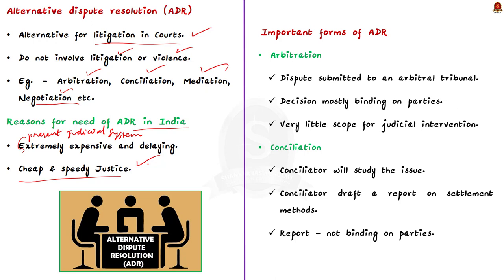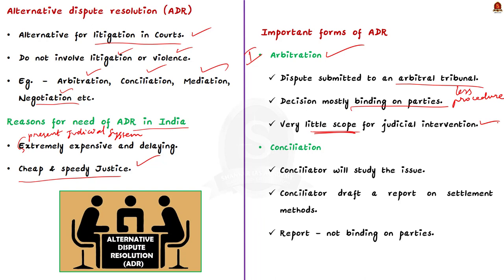Now, coming to the different forms of ADR, first is arbitration. Under this mechanism, the dispute is submitted to an arbitral tribunal which will make a decision on the dispute, and the decision made is mostly binding on the parties. Though it resembles the courtroom-based settlement, it involves less procedure and generally there is no right to appeal an arbitrator's decision. Except for some interim measures, there is very little scope for judicial intervention in the arbitration process.